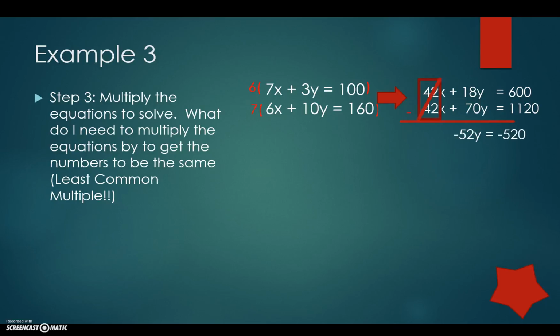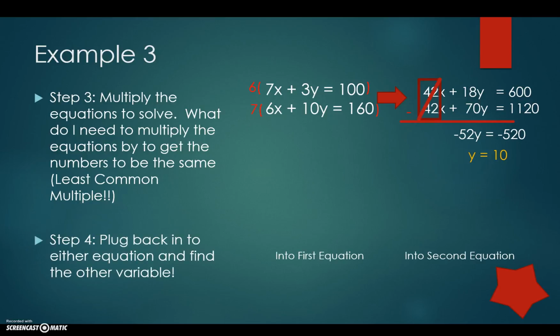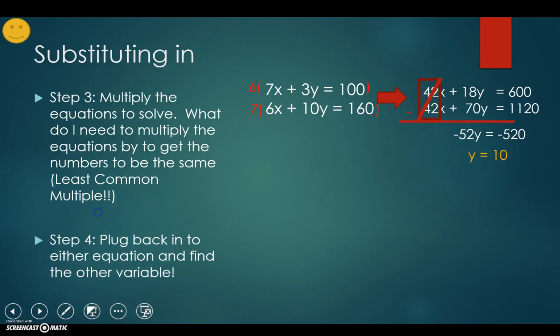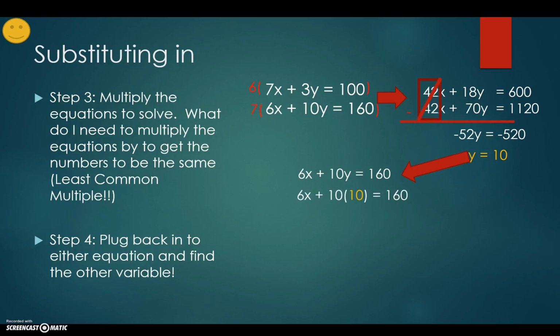18 minus 70 is negative 52. 600 minus 1,120 is negative 520. And divide, I get y is 10. Now we're going to have to plug that back into any of those 4 equations that exist. It doesn't matter. So let's go ahead and substitute into the 6x plus 10y. Remember, this is y equals, so it's going in for y. Multiply, subtract, then divide. So I get the x value is 10. Put them together as a coordinate, and I get 10, 10.